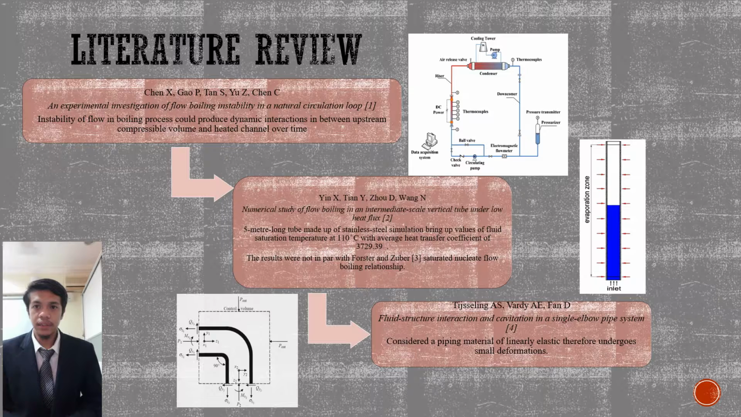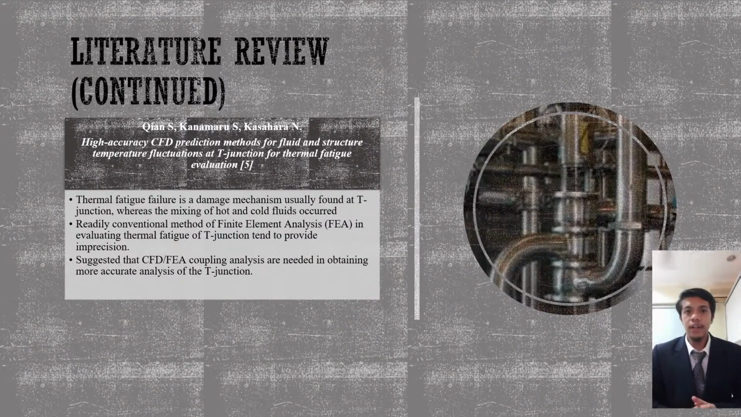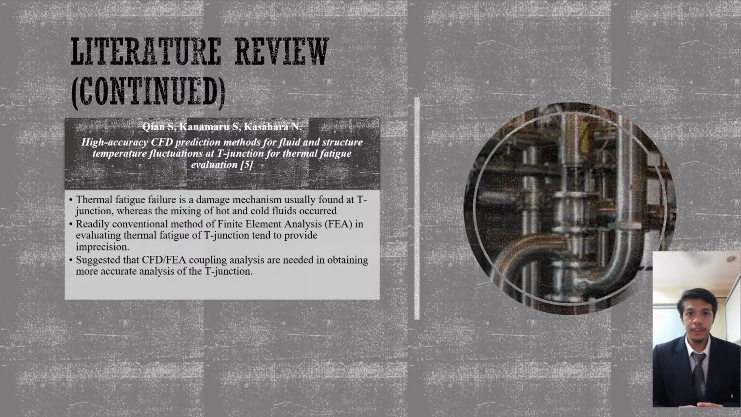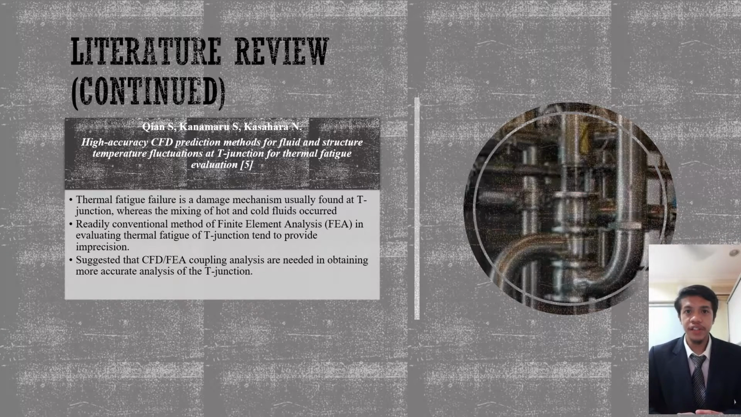And moreover, the study by Tijsseling in his paper on fluid structure interaction and cavitation in a single elbow pipe system proposed that a piping having a linearly elastic material would undergo small deformation. Lastly, in the paper High Accuracy CFD Prediction Methods for Fluid and Structure Temperature Fluctuations at T-junctions for Thermal Fatigue Evaluation by Kim, it was stated that at a T-junction, the usual damage mechanism found is thermal fatigue failure due to the mixing of hot and cold fluids.